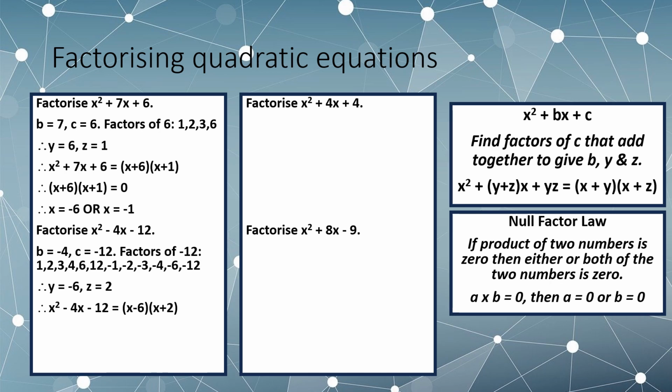Using our null factor law to finish this one off and solve for x, we have x subtract 6 multiplied by x plus 2 equals 0. Therefore, x will equal 6 or x will equal -2, as this will solve either bracket pair for 0.